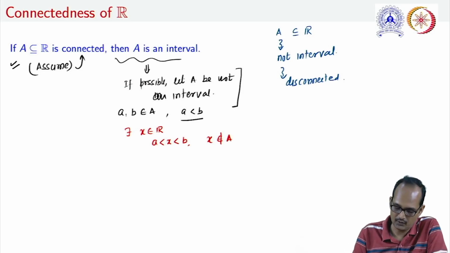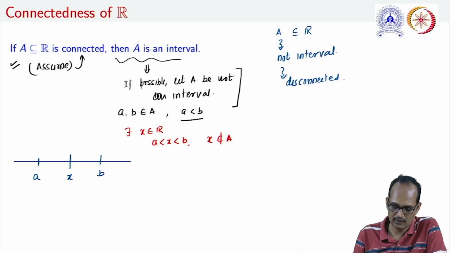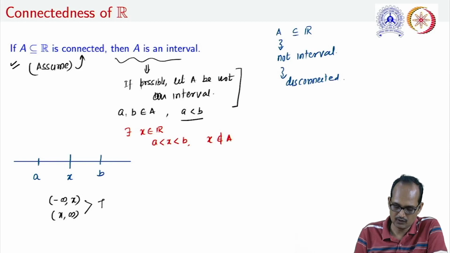Now what can we do? If we look at the real line, what we have taken is this x, this is a real number a, and this is a real number b. Now let us consider this portion of the real line, which is minus infinity to x, and another portion of the real line, that is, x to infinity. That is, we are taking this interval (minus infinity, x) as well as (x, infinity). Note that both are open.